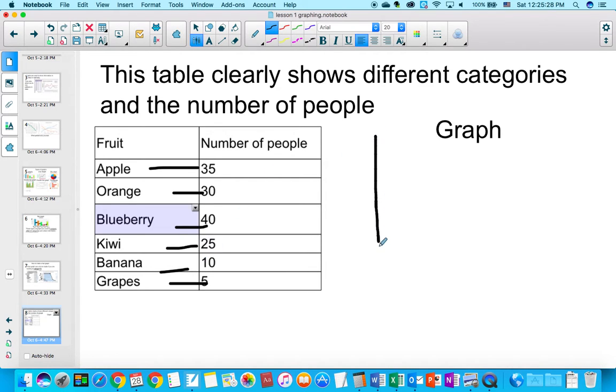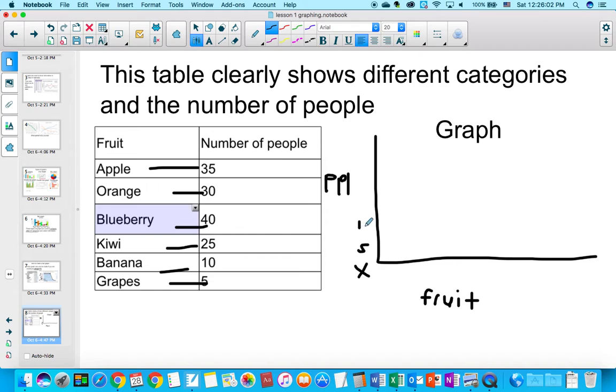We have our y-axis and our x-axis. Now remember, your x-axis should be your categories. So you want to label this as fruit, and then you're going to have apple, orange, blueberry, kiwi, banana, grapes, so on and so forth. And then you're going to have people, and I'm just going to put two P's and an L to represent people because I don't have enough room. And you'd have numbers ranging from 5, 10, 15, 20, and so forth as you go up.